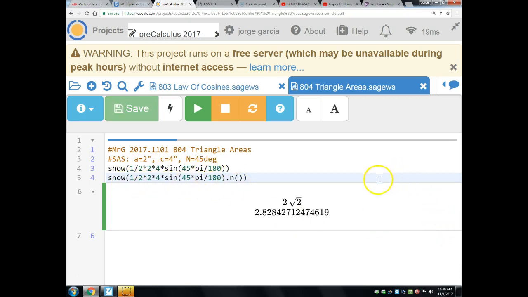All right, that's it. That was number 1 on page 541, which is an SAS problem. How about that? That's good. Okay, all right, let's do number 7.